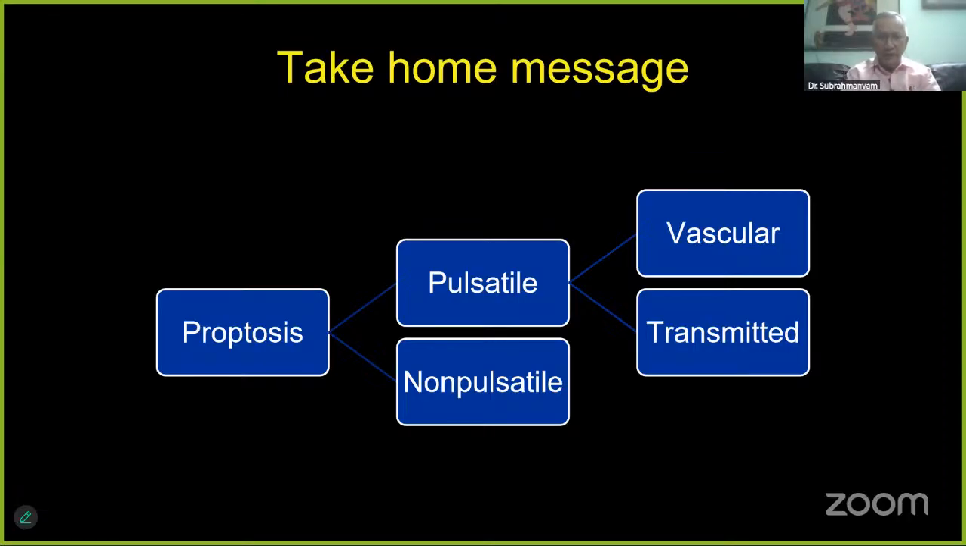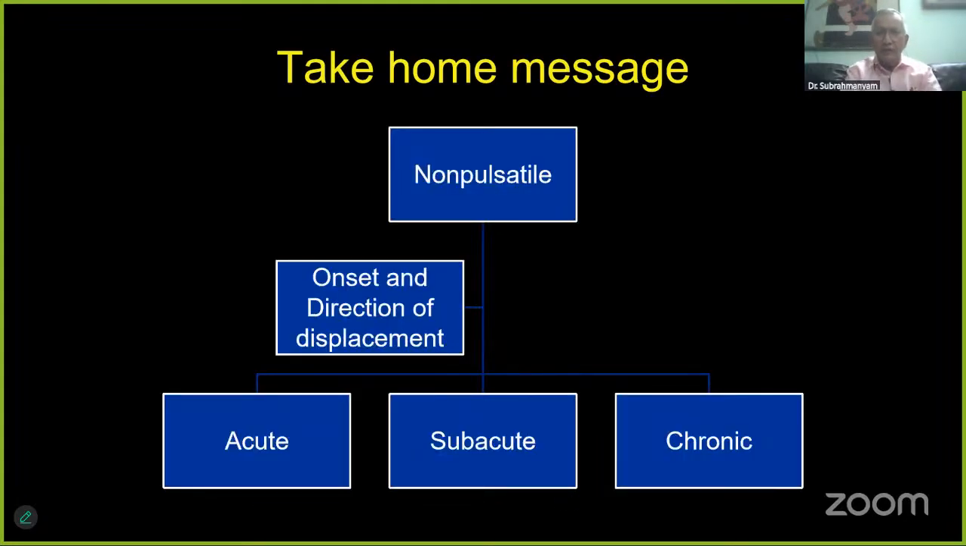So for a case of proptosis, you look whether it is pulsatile or non-pulsatile. If it is pulsatile, it is a vascular pulsation or transmitted pulsation. If it is non-pulsatile, you look at the onset, whether it's acute, subacute, or chronic, and you know the various causes. And look at the direction of displacement.